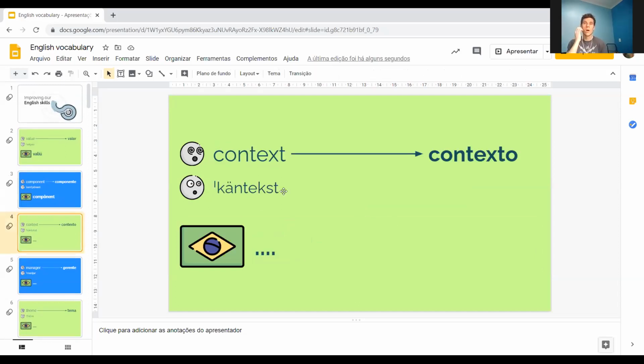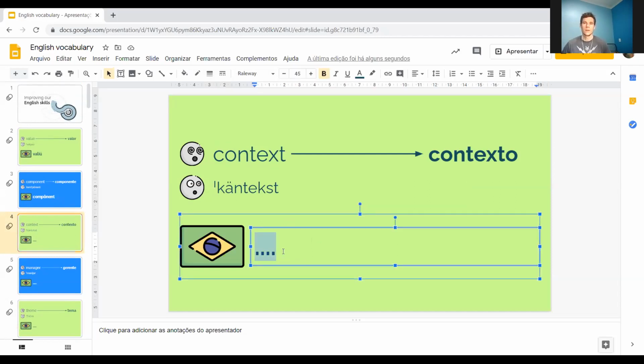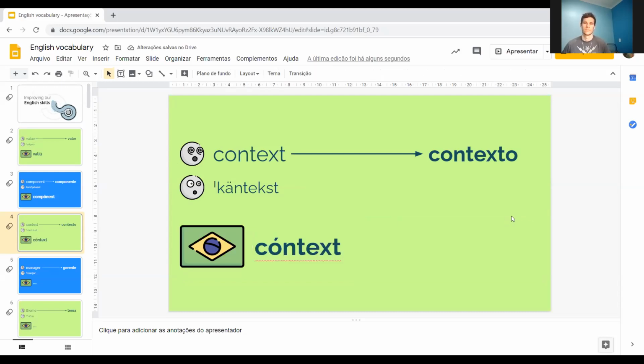Next one is, I would say, context. Okay. Now the O sounds like this: context. Right. Okay. Good. So the context we are using this word in is an English class. Okay, say the sentence one more time. The context we are using this word is an English class.